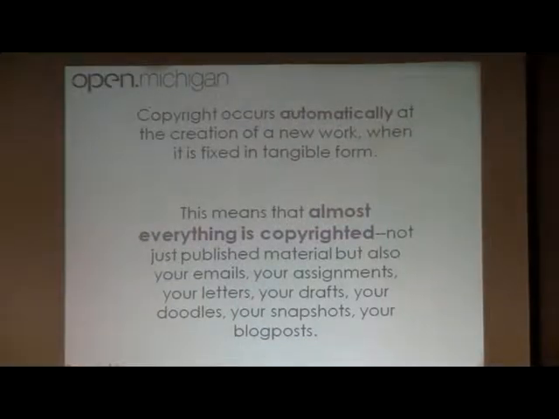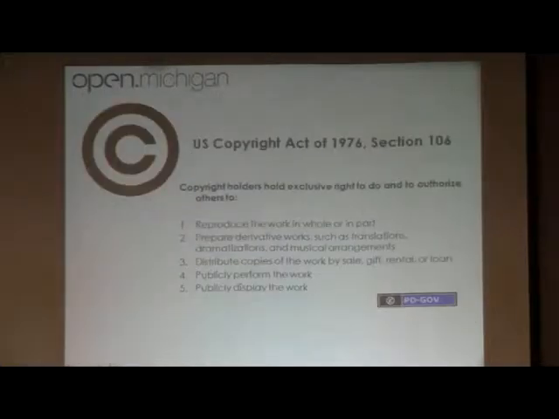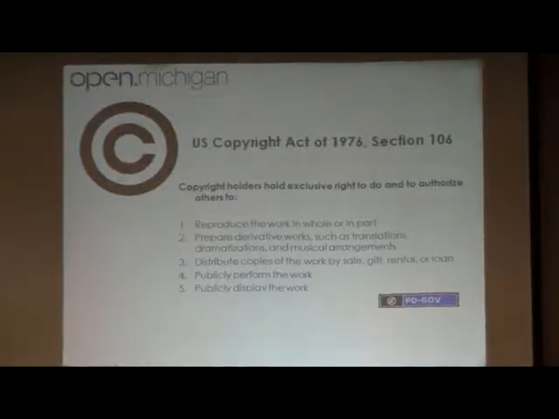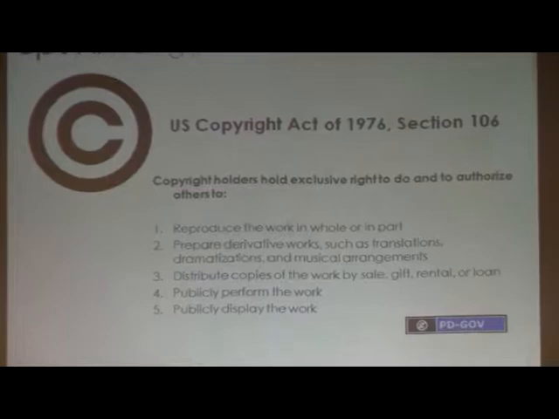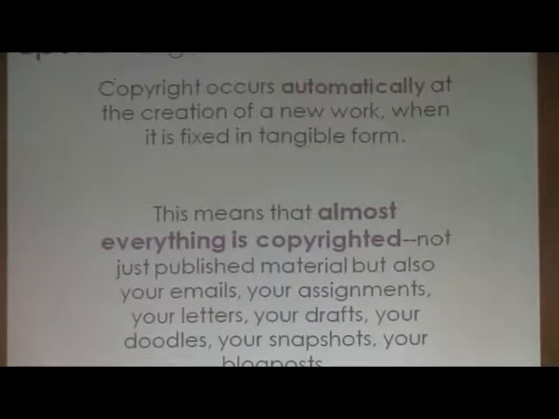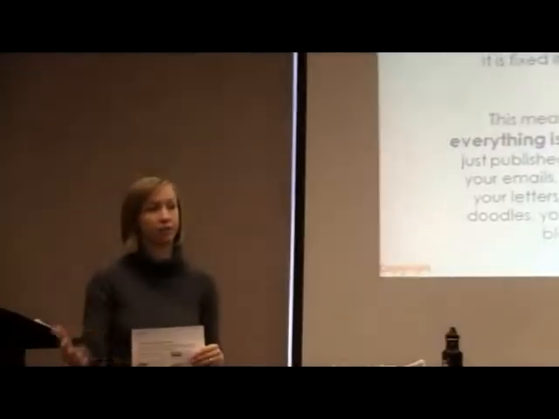Can you just back up one slide? Because I see that you have a Creative Commons icon there, the PDGov. That's a Creative Commons license level. That is actually what Open Michigan created to keep teaching people about what the information that they see is and where it comes from. So Creative Commons, I'll show you the slide in a little bit, has these licenses, but we have developed the same icon system to show people where other types of materials come from.